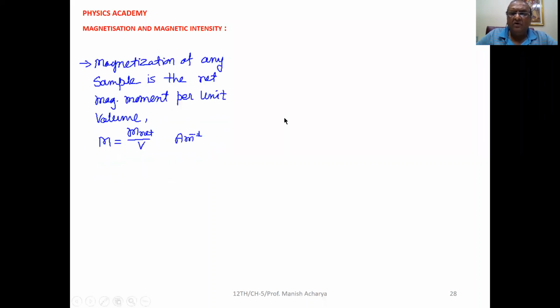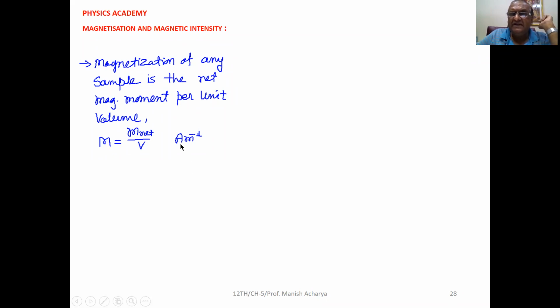Now the next topic is magnetization and magnetic intensity. Magnetization of any substance or sample means what? Magnetization of any sample is nothing but the net magnetic moment of that sample per unit volume. Suppose the net magnetic moment of a given sample is M net, and its total volume is V. Then M net upon V is the net magnetic moment of the sample per unit volume, and that is called its magnetization.